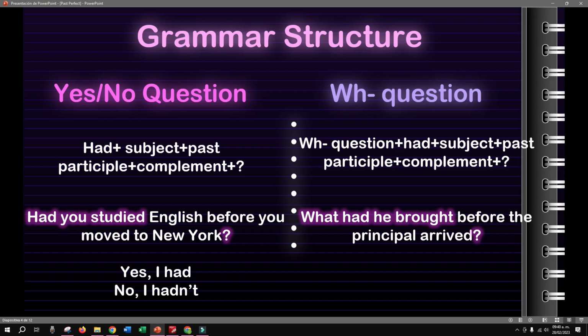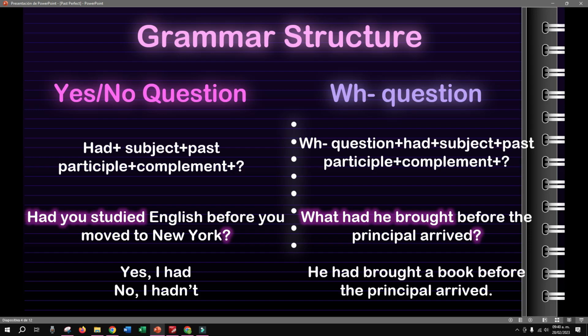So you should answer these kinds of questions completely, right? What had he brought before the principal arrived? He had brought a book before the principal arrived, right? So that is a complete answer in that case, right? You really need to give all the information in this kind of question, right? So there you have yes/no questions and WH questions in past perfect, okay?